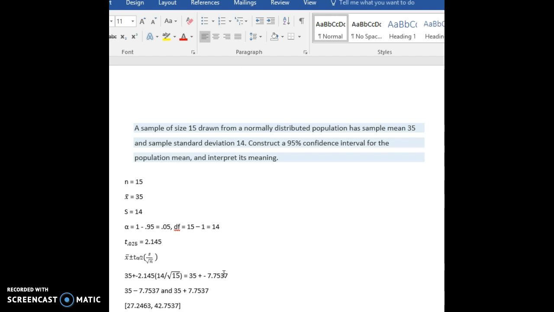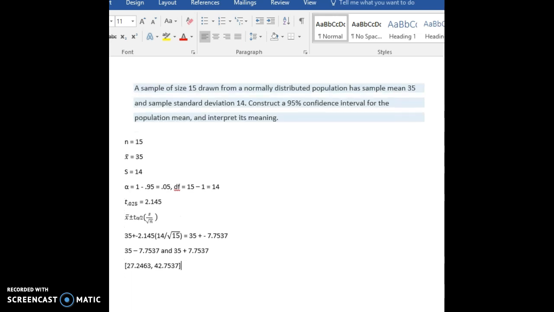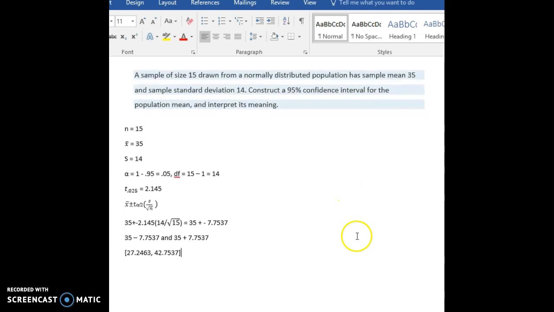And now, don't forget, we need to write a statement about our confidence. We are 95% confident the true mean falls between 27.2463 and 42.7537.